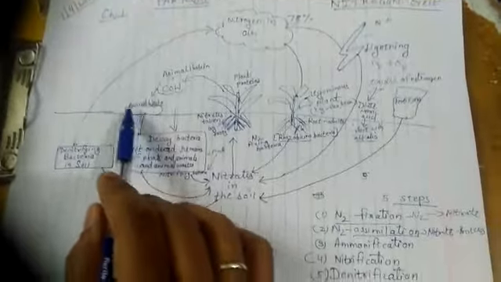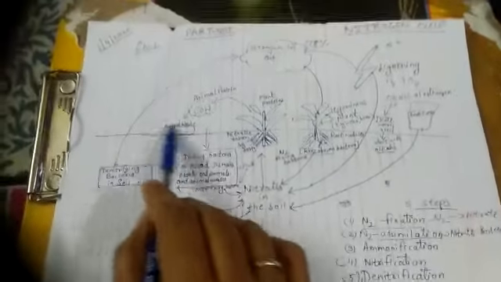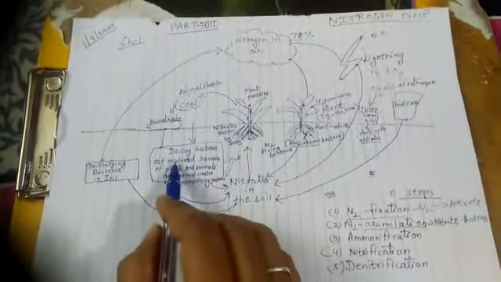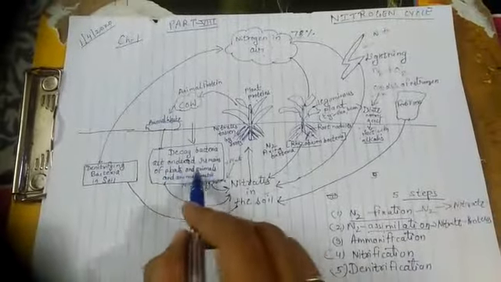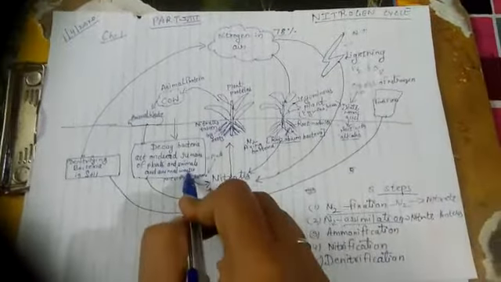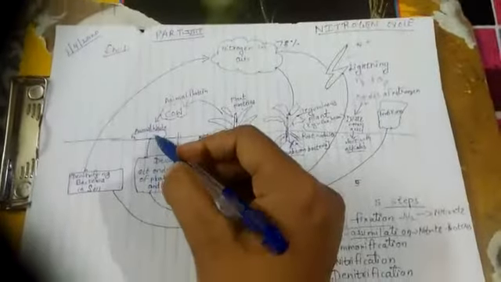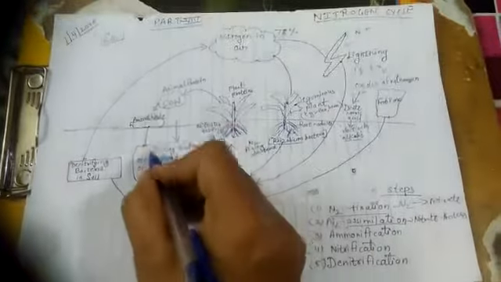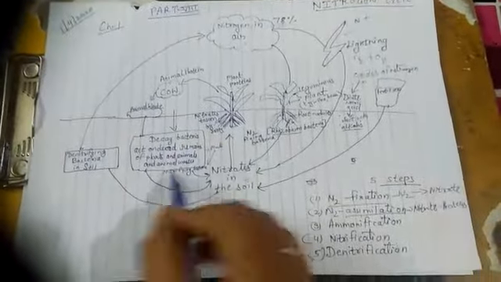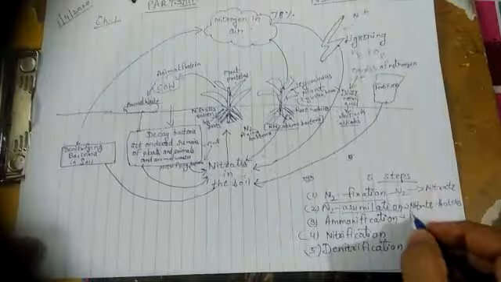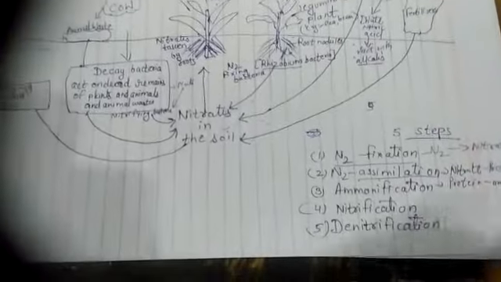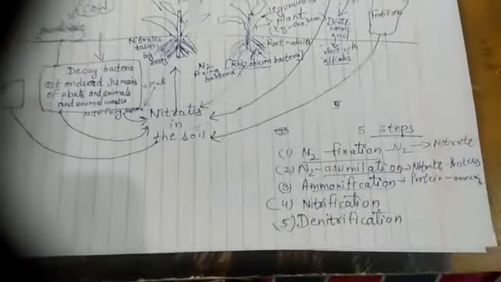Now when animal and plant waste lie on the land for a long period of time, some decay bacteria act on the dead remains of plants and animals, along with animal waste. What do they do? They convert these proteins into ammonia and ammonium compounds. So this process is called ammonification. So in ammonification, what happened? Protein is converted into ammonia and ammonium compounds. This process is called ammonification.